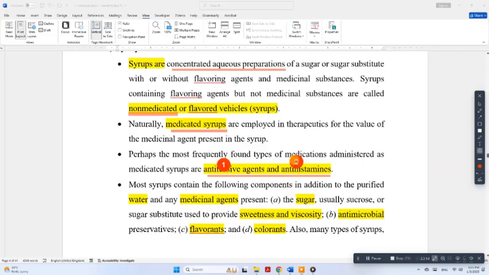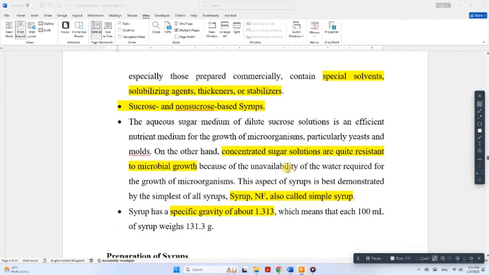What are the components of medicated syrups? Usually, they have sugar or sugar substitutes, and this provides two things: 1, sweetness, which is important, and 2, viscosity. That's why syrup has a high viscosity. Syrups may also contain antimicrobial preservatives because you have sugar and water, which is a good medium for the growth of microorganisms. Syrups can also contain flavoring agents, coloring agents, stabilizing agents, solubilizing agents, thickeners, etc., in addition to the drug. Purified water is used along with the drug and these components.